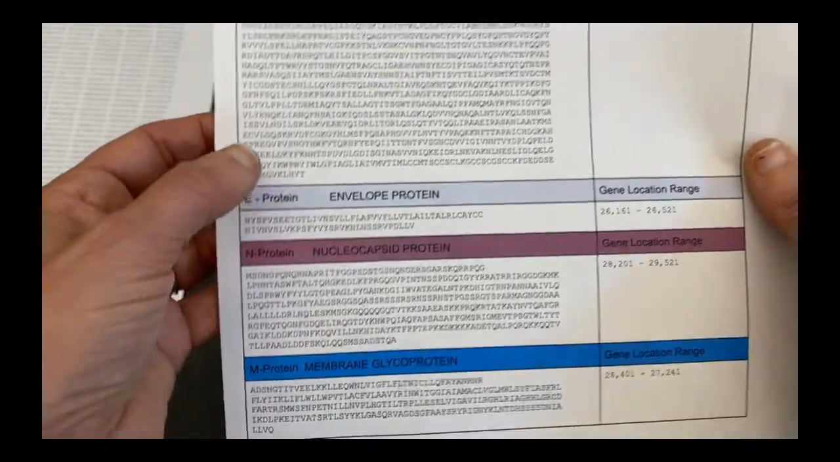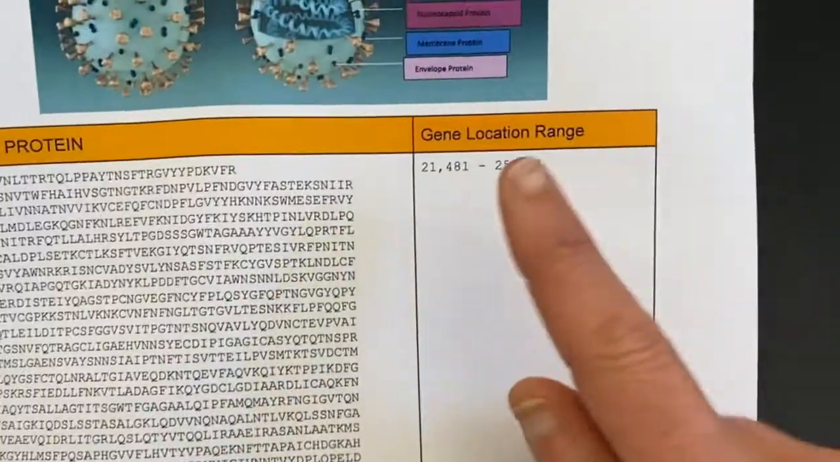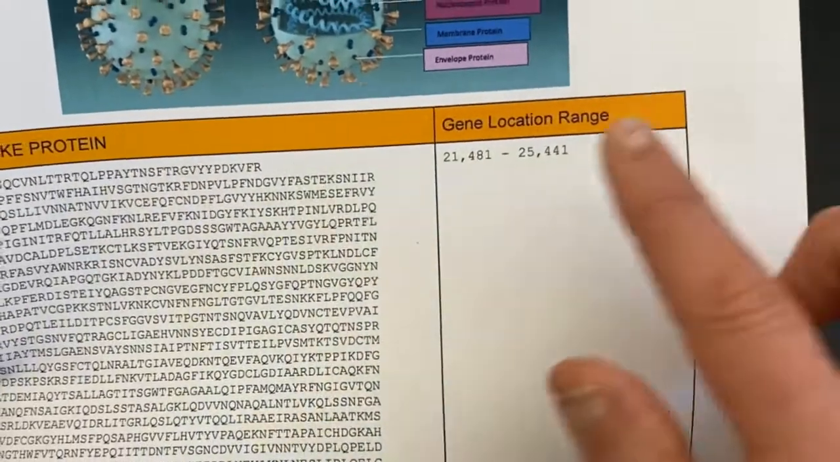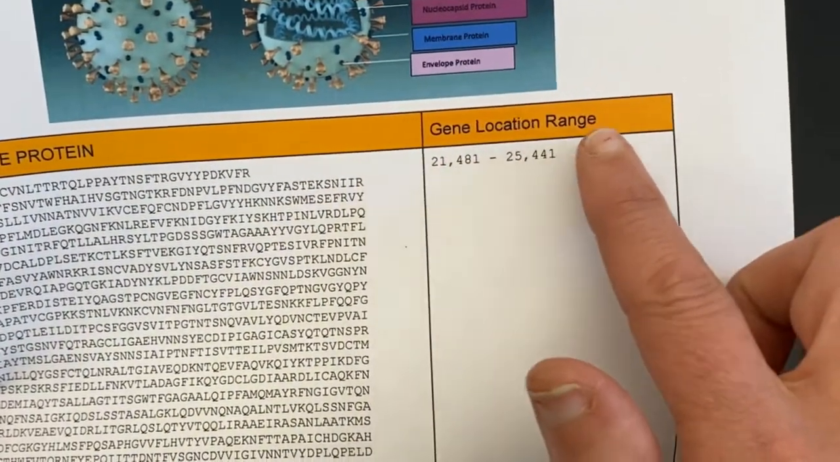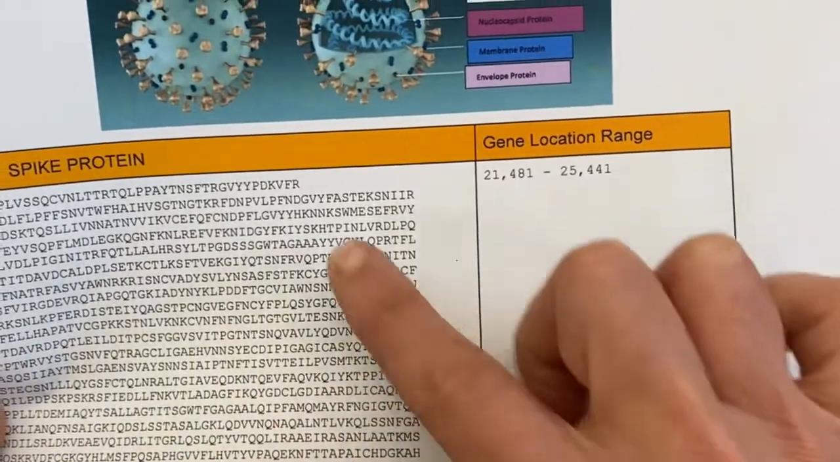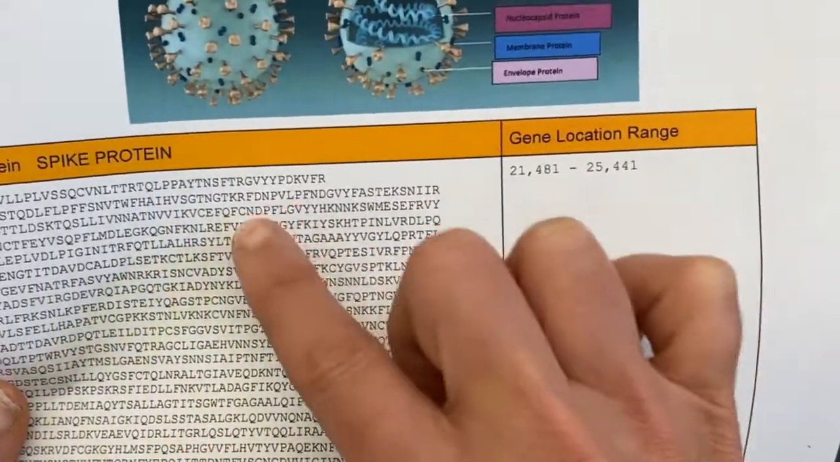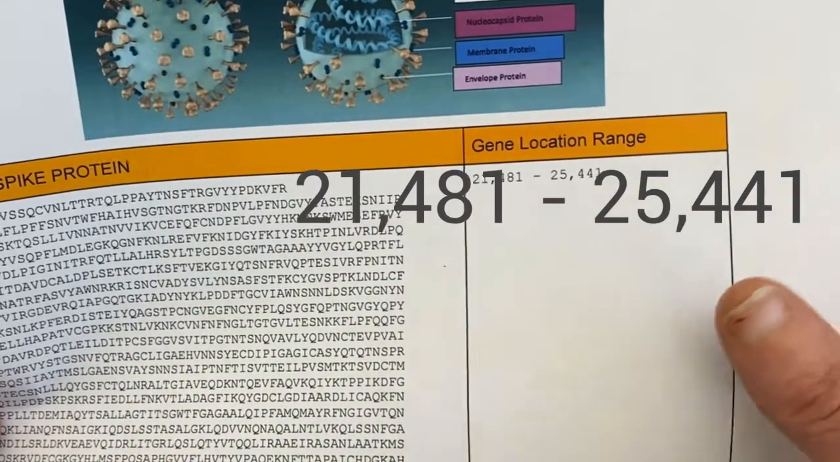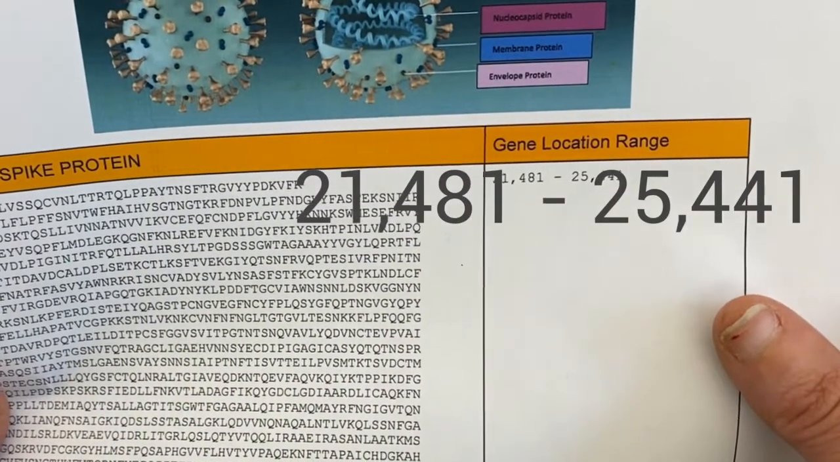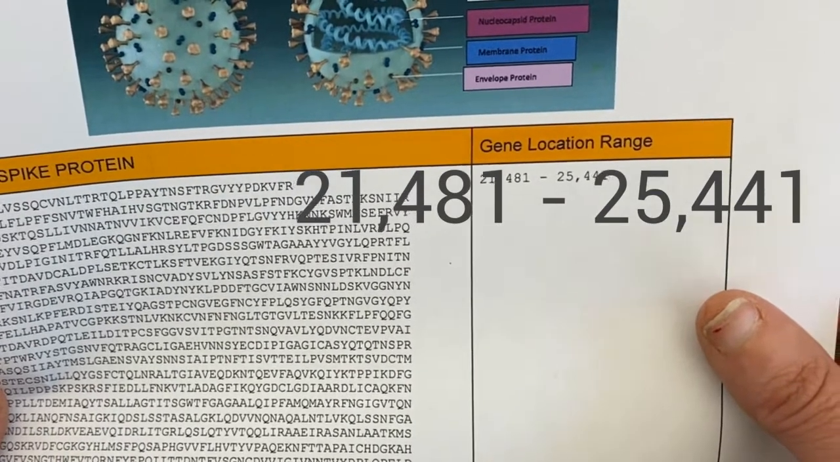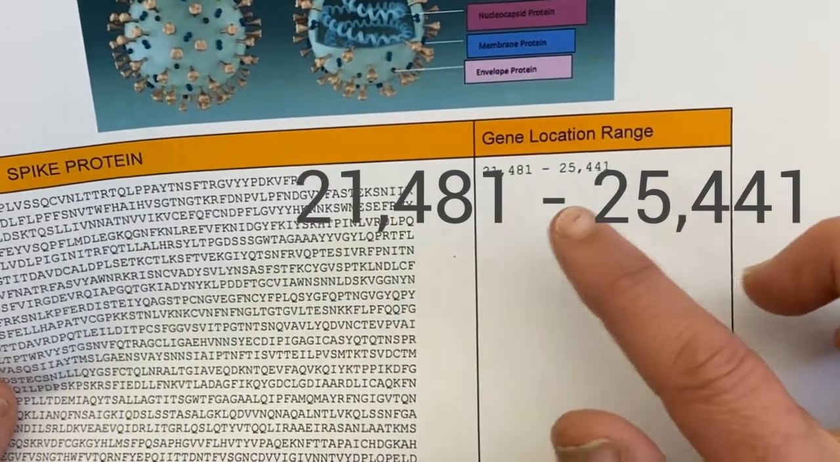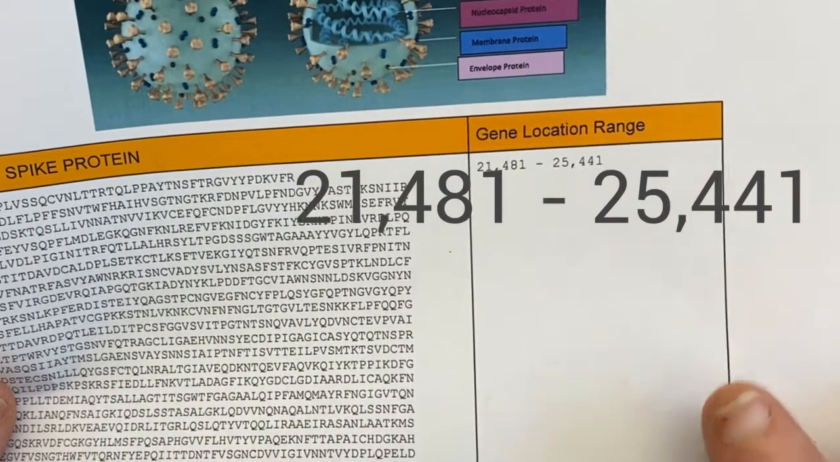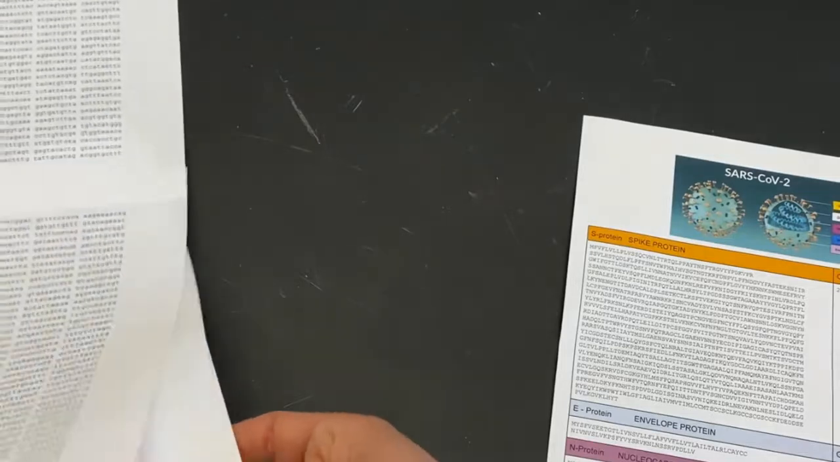Now, that would be very cruel just to say, go find it. So there's a hint here. This is the gene location range. So this gene, the DNA code for this protein spike is located somewhere between 21,481, that's a base number, 21,481, and 25,441.